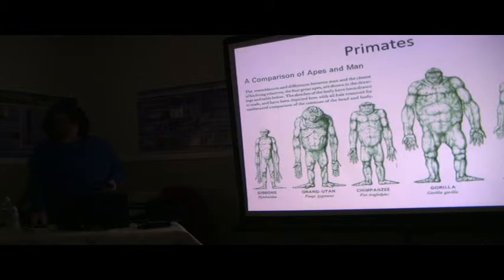So let's talk about our bodies. We belong to the order of primates. Primates are distinguished for having hands, hand-like feet, and forward-facing eyes. The genetic evidence puts us in this family tree.